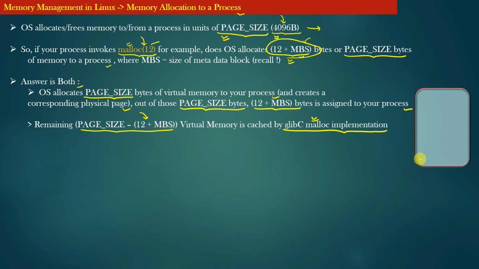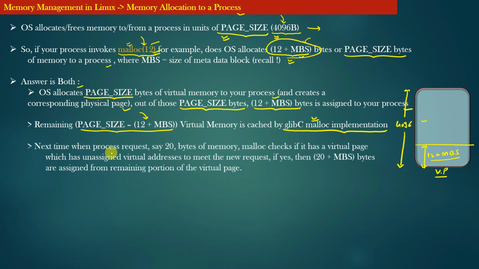Suppose the diagram on the right hand side of the screen represents a virtual page which has just been assigned to your process. The size of this virtual page is 4096 bytes. And out of these 4096 bytes, 12 plus MBS bytes of virtual memory has been used to satisfy the malloc 12 request. And the remaining portion of this virtual page is still available to be used.